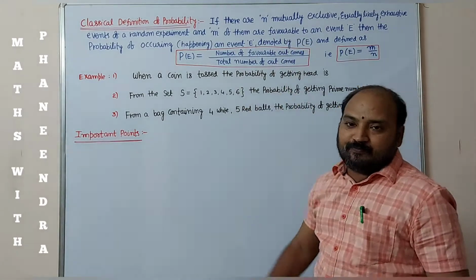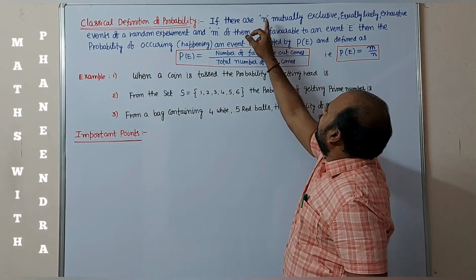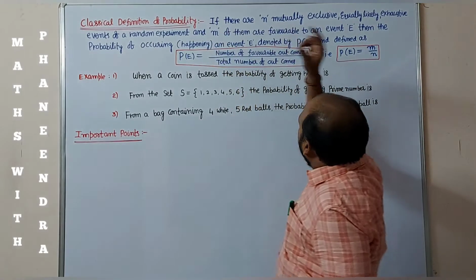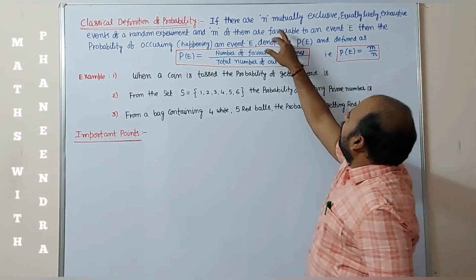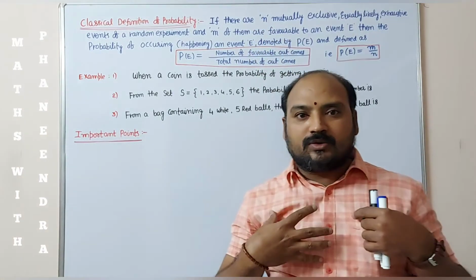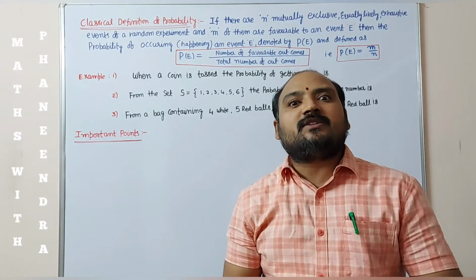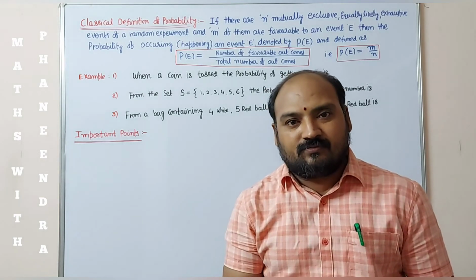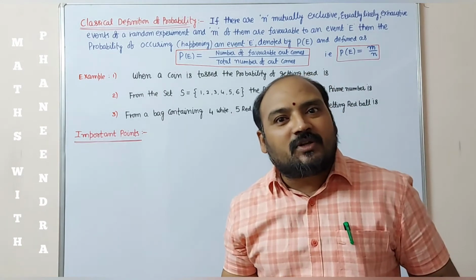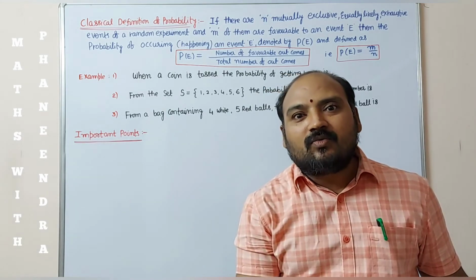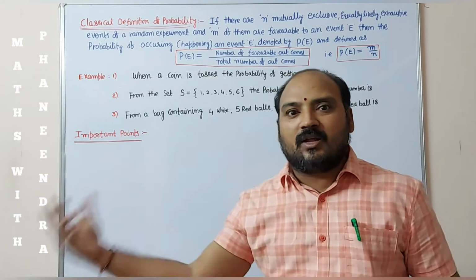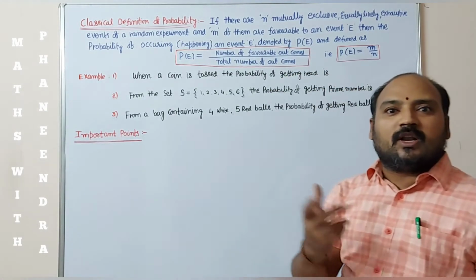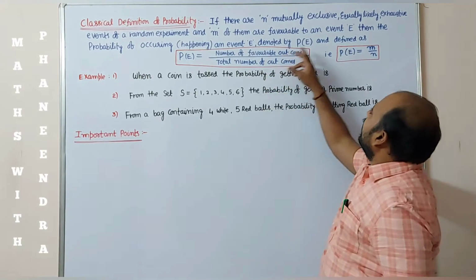So these events are there. In that experiment, total n events are there. Out of n events, m events are favorable. Out of n, m are favorable. Suppose I have 5 marbles and the other person wants 3 marbles or 2 marbles. So requirement is 2, total is 5. So 2 by 5. Like this way.